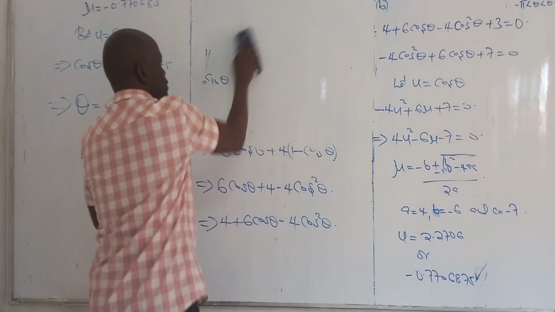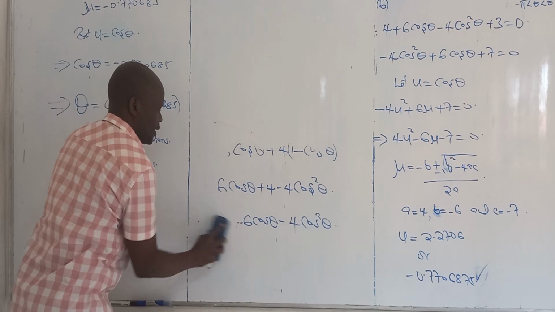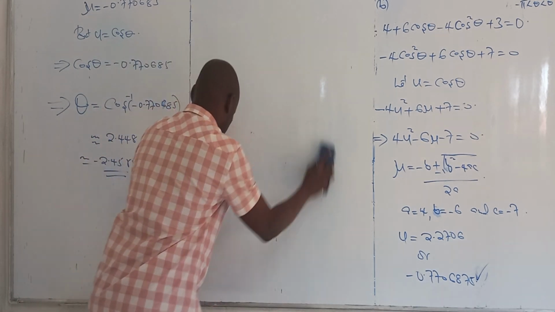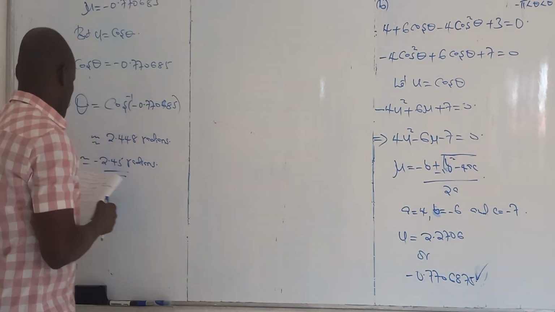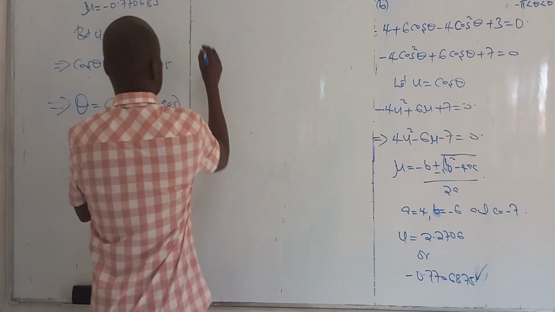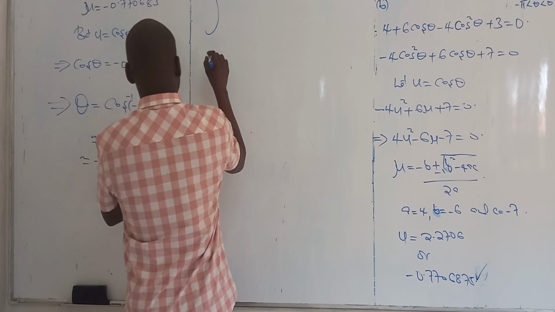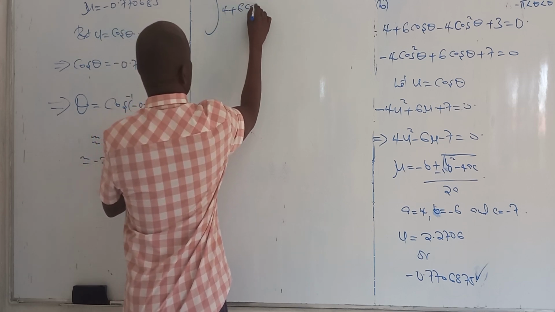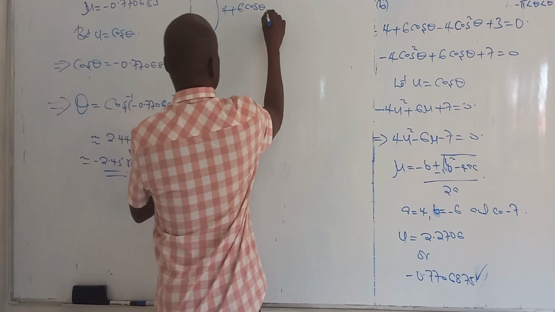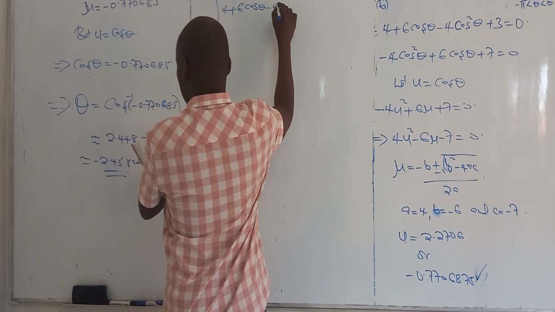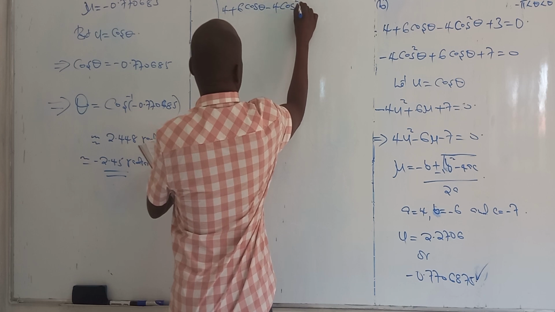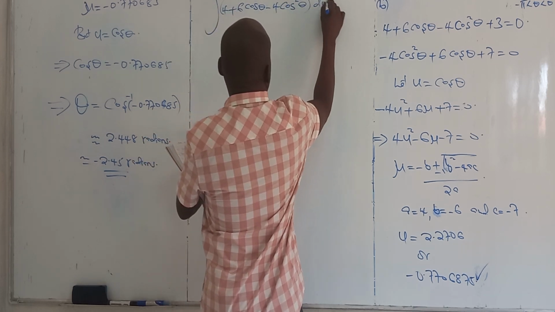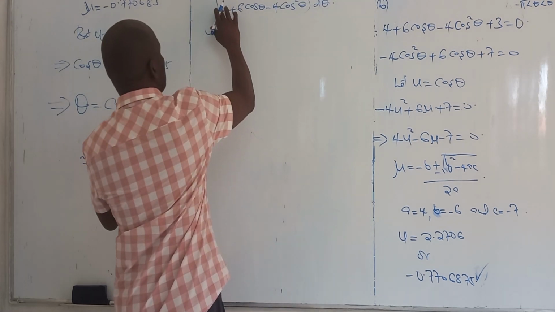Part C of the question is asking us to integrate the integral of 4 plus 6 cos theta minus 4 cos squared theta d theta, that's what we have.